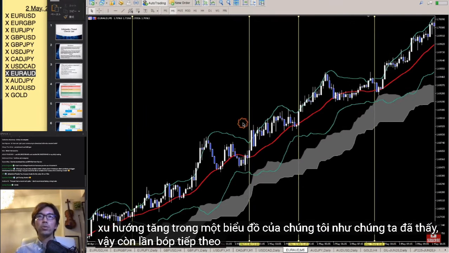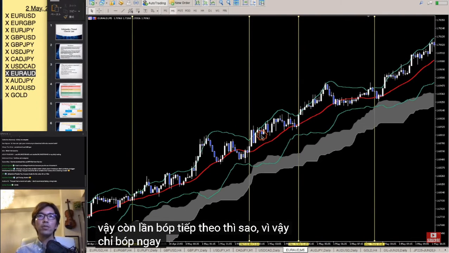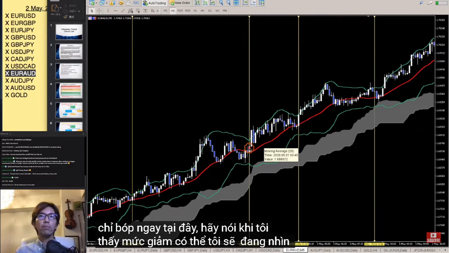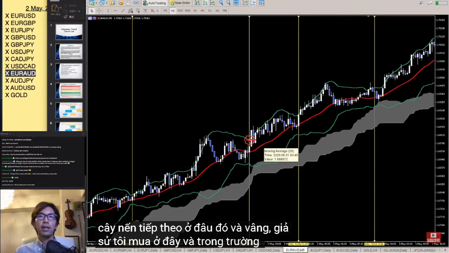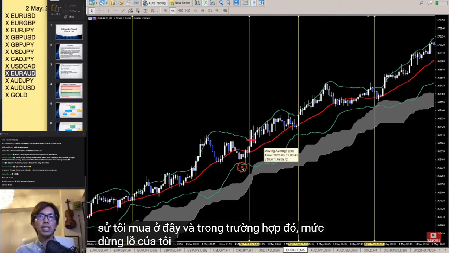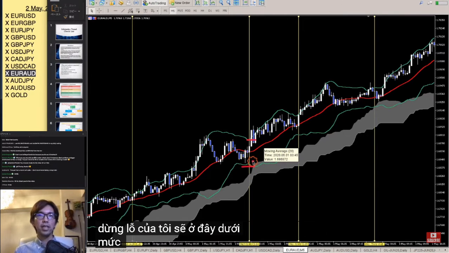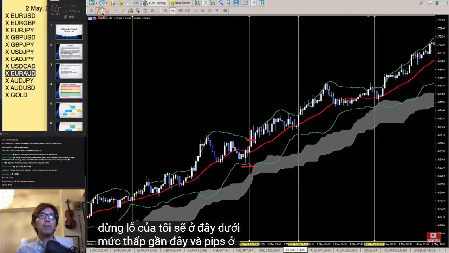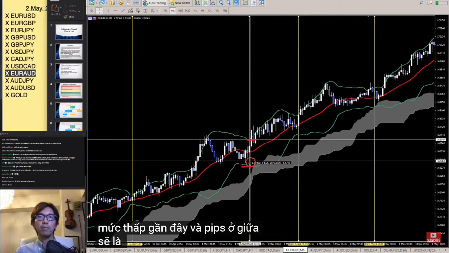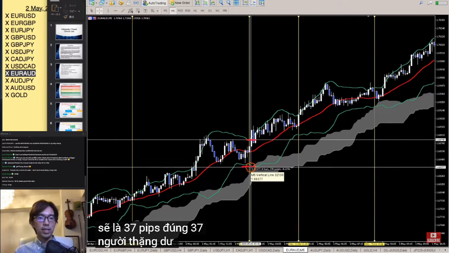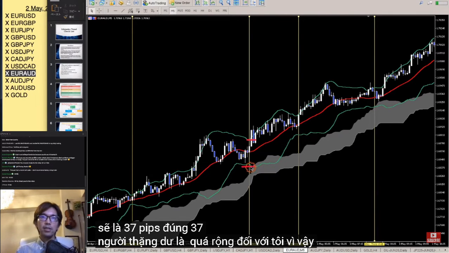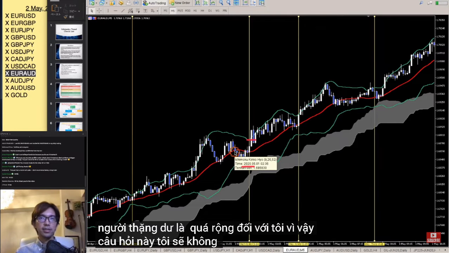So what about the next squeeze, right? On this squeeze right here, let's say when I see the squeeze, maybe I will be seeing the next candle somewhere, and let's say I take a buy here. In that case my stop loss is going to be here below the recent low, and the pips in between is going to be 37 pips, right? 37 pips of stop loss, which is too wide for me. So this one I won't take trades, right?